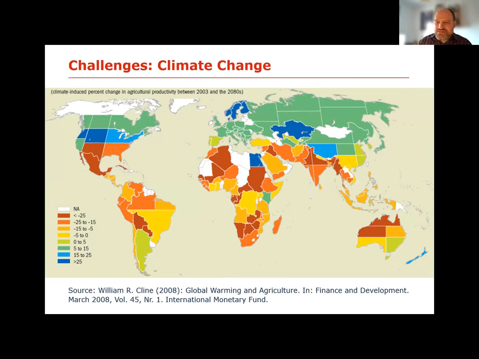Another challenge that we face in agriculture, of course, everybody is aware of climate change, and this is a map which presents the change in agricultural productivity between 2003 and the 2080s. In fact, there are a few areas on the planet which might benefit from climate change. These are the green parts in the Northern Hemisphere mainly. But there is really a large proportion around the equatorial area where depressions of productivities of around 25% have to be expected. So in total, this will really challenge us, because on a global scale there will be a loss of productivity in the future.